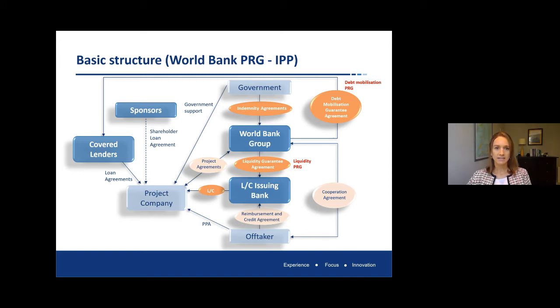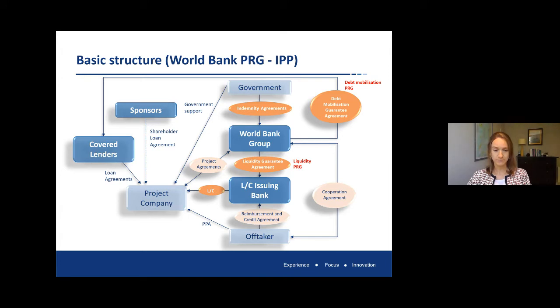Now, turning to the LC issuing bank, why is this party in the structure? As Simon alluded to earlier, in a power transaction in an IPP context, using the liquidity PRG is often done in order to allow a letter of credit to be issued to the project company, essentially under the power purchase agreement. So in this context, we had a power purchase agreement between a state-owned off-taker and the project company. And under that agreement, the project company required certain credit enhancements from the off-taker to support its payment obligations.